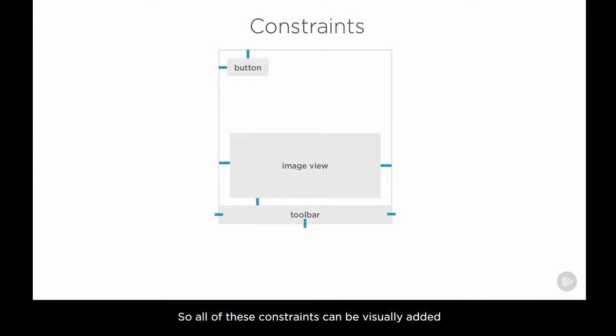So all of these constraints can be visually added and edited right in the storyboard in Xcode. And it's how we describe these adaptive smart arrangements without having to worry about exact resolutions for pixel positioning on any particular device. So let's do some.